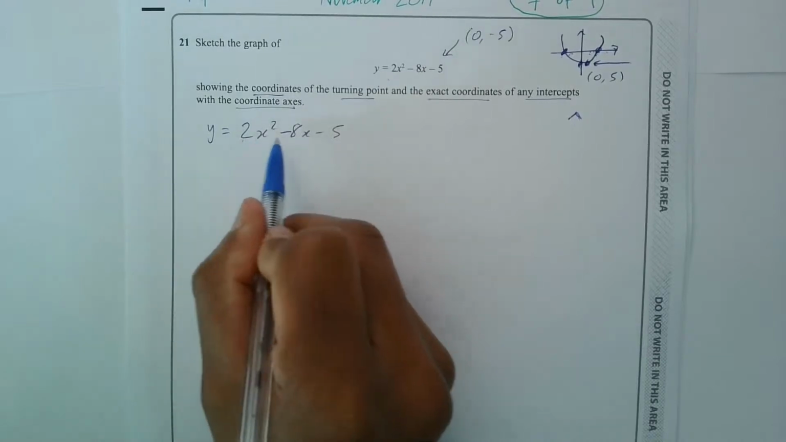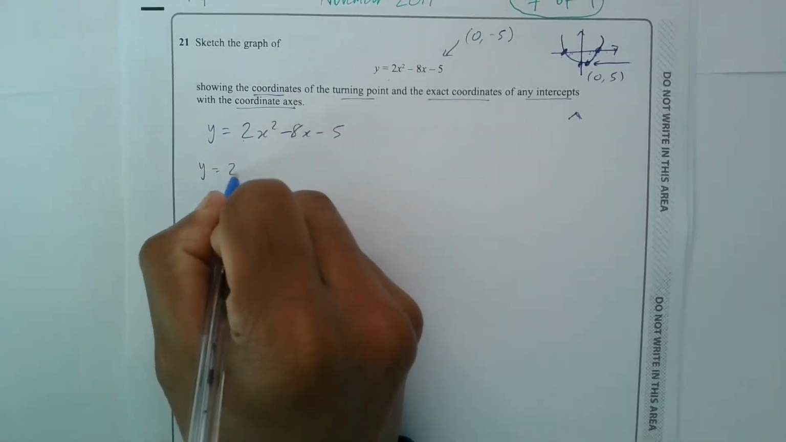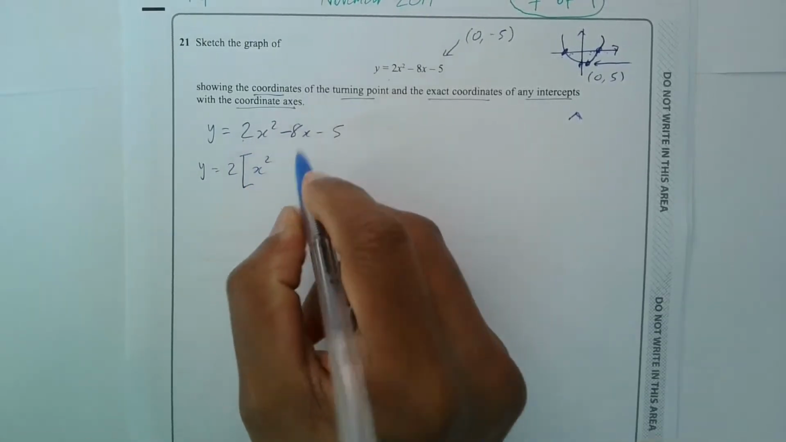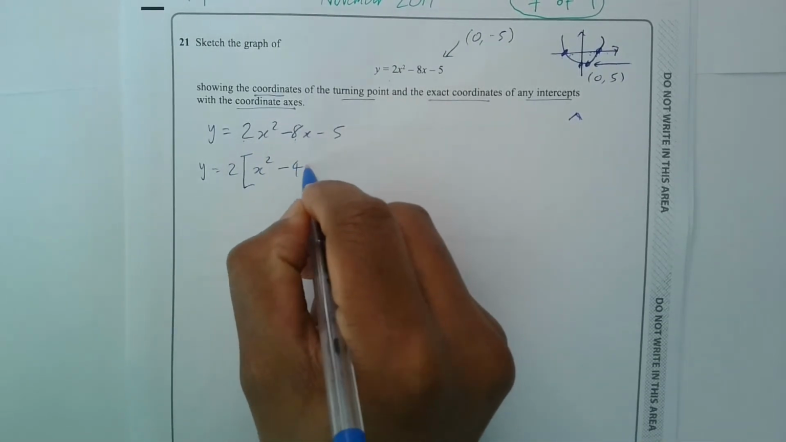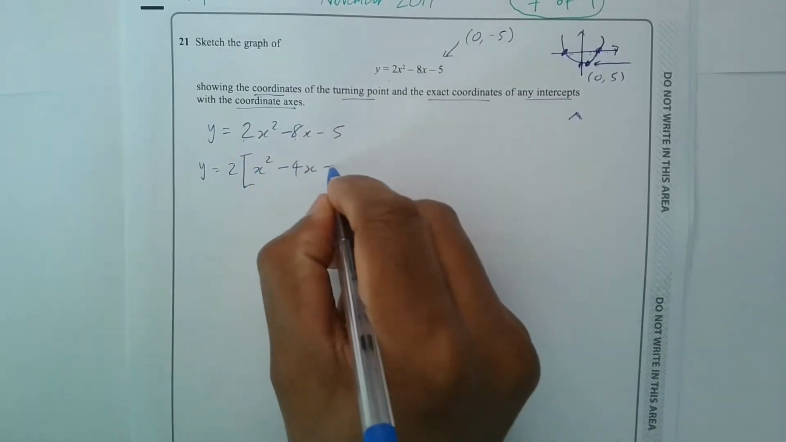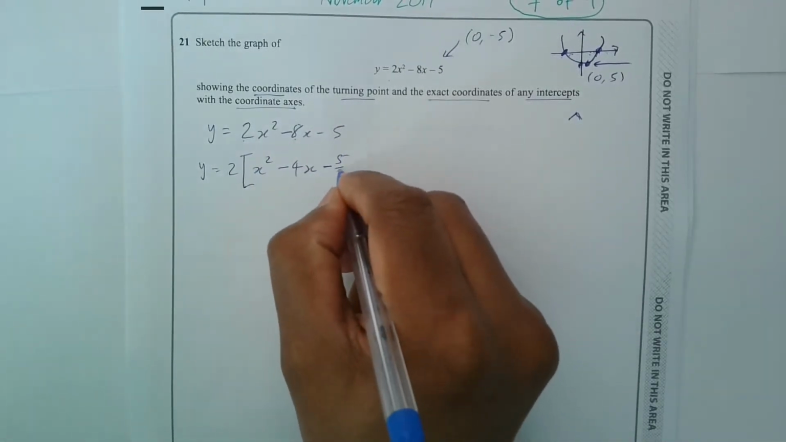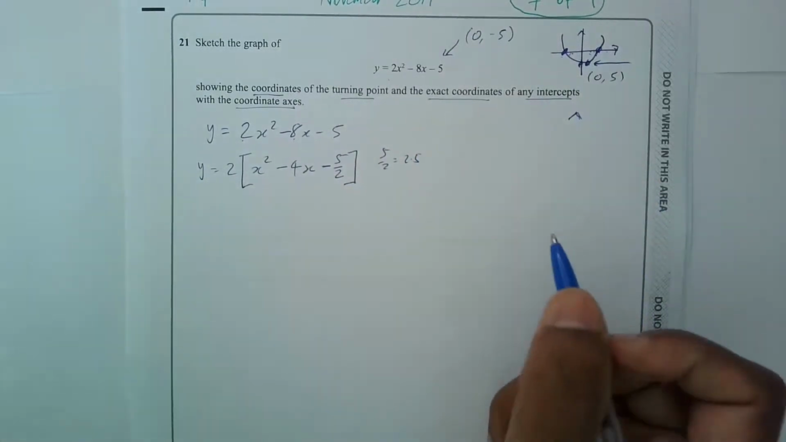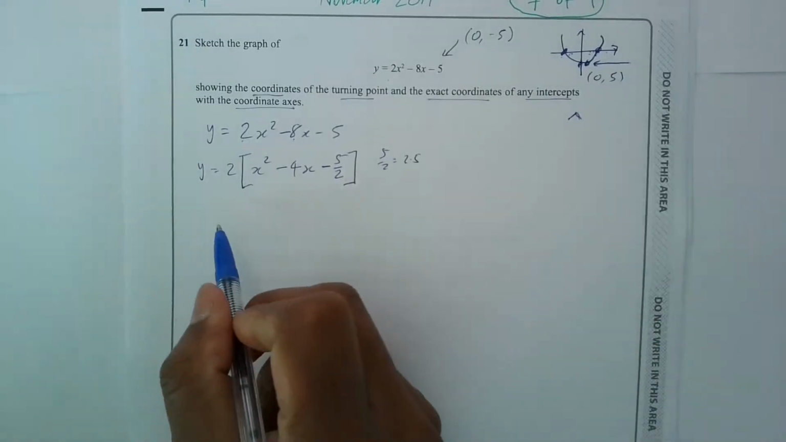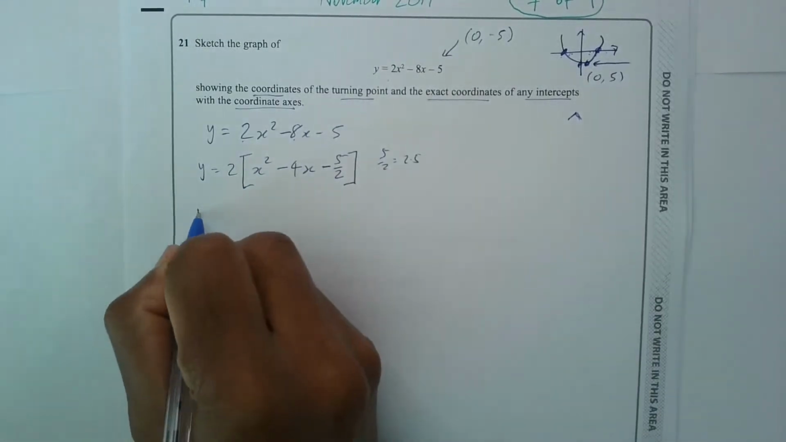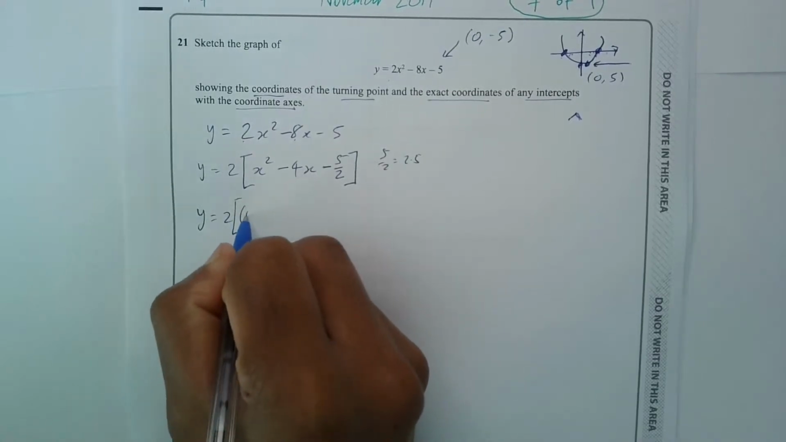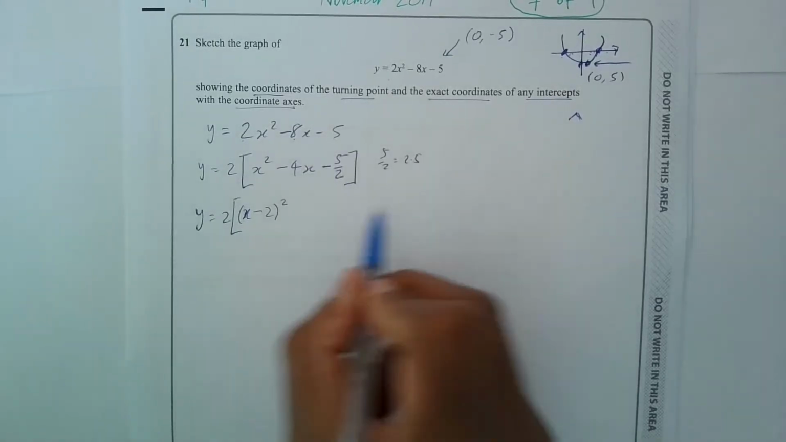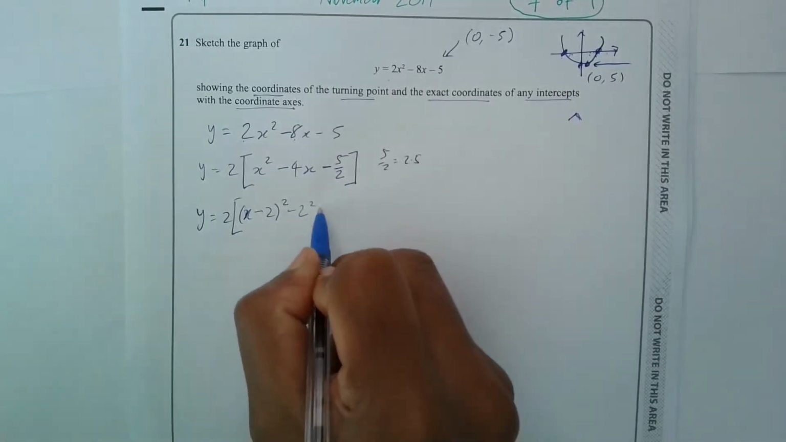And so I can see I've got 2 here, so I'm going to factorize the 2. 2 brackets x squared, 8 divided by 2 is 4, 4x. 5 divided by 2 is, I'll put 5 over 2 for now, and 5 over 2 equals 2.5. I prefer a decimal, so I'll use a decimal as I carry on. Now I can complete the square here. Half of 4 is 2, so x minus 2 all squared, take away 2 squared, take away 2.5.